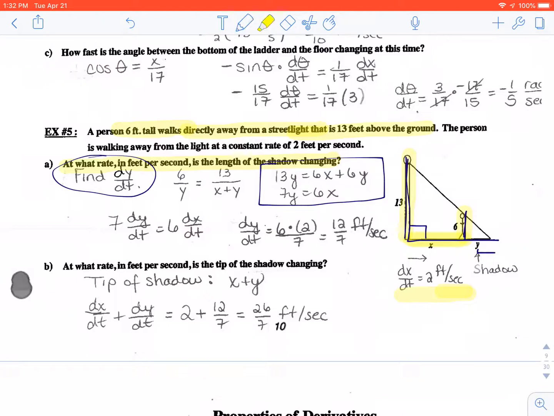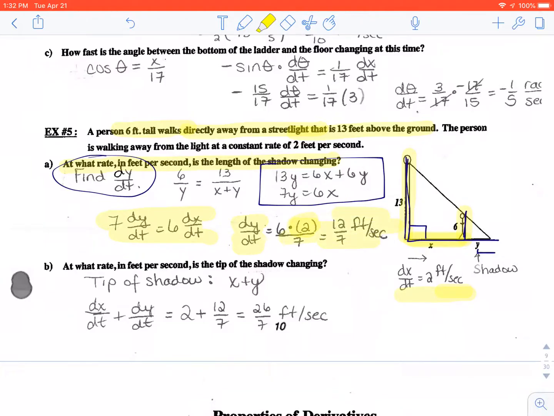Once we take the derivative of that, 7 dy dt equals 6 dx dt, we can solve for dy dt, plug in the 2 for the dx dt, and get our answer of 12/7 feet per second.